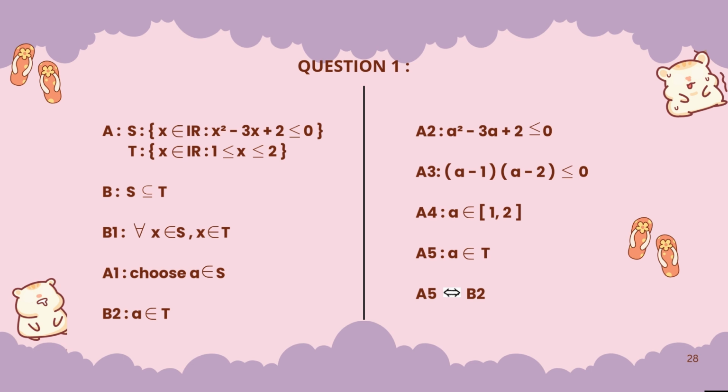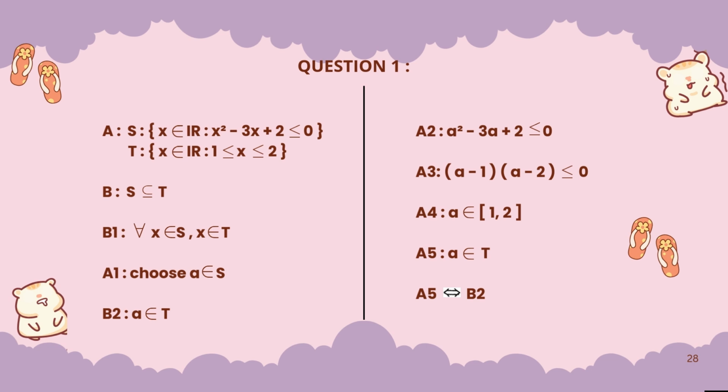In A2, we substitute a in S and it becomes a squared minus 3a plus 2 is less than or equal to 0. In A3, from A2, we factorize the equation, and it becomes (a minus 1)(a minus 2) is less than or equal to 0. Next, we create a table which contains the interval, test value and sign of a squared minus 3a plus 2.